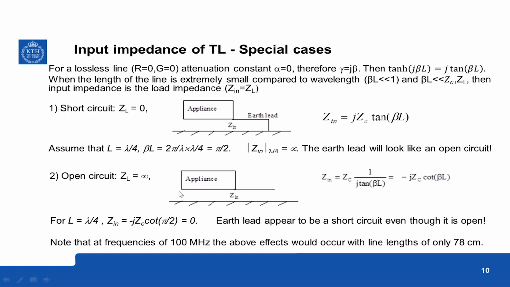Now consider another case in which you are deliberately leaving it open, ZL equal to infinity. Again, from the previous expression for input impedance, for this particular case you can simplify the expression to this form and assume that your length is 1/4 of the wavelength. Then you will find that input impedance equal to 0. So even though it is open circuit, from the equipment side it looks like a short circuit. So this is a kind of a contradiction. This kind of funny behavior can happen at various frequencies, and this type of behavior can happen with lengths of only 78 centimeter at 100 megahertz. So at higher frequencies it will happen even at lesser length.